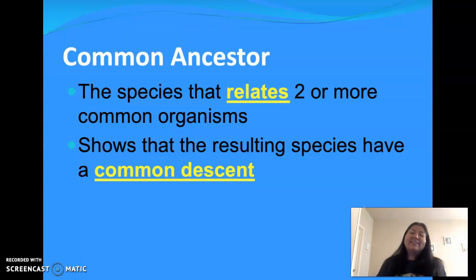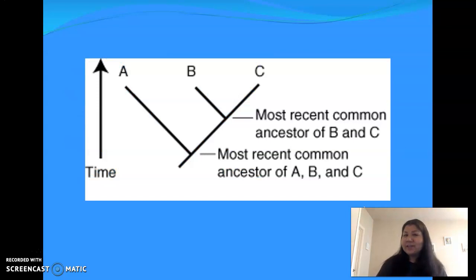All right, so our last thing, common ancestor. This is a species that relates two or more organisms. It shows that those resulting species have a common descent. They're related. So for example, here's another very simple cladogram. I'm not even showing animals on this. I have 3 animals, A, B, C. So animal A, animal B, animal C.